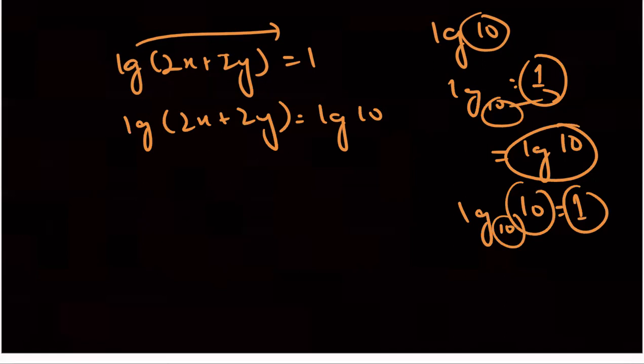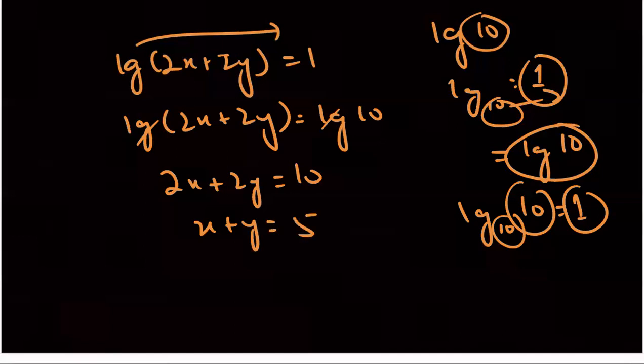So now log can be removed. It has become a simple equation: 2x plus 2y is equal to 10. Now 2 is taken common, and the equation becomes x plus y is equal to 5. Solving it further, now we have one equation. This is the second equation.